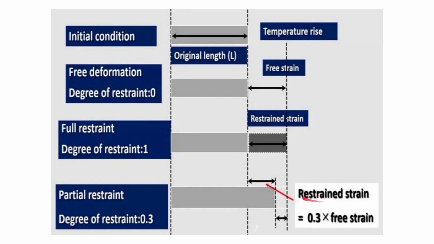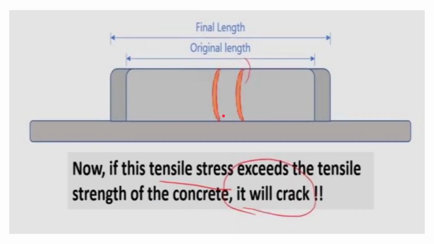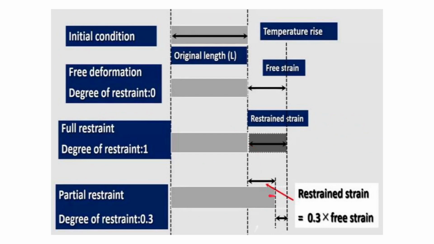As we saw in this example, if a little bit of strain is allowed, but this much is restrained, this is around 0.3. So we will find that the amount of restrained strain will be 0.3 times the free strain. That is basically the condition of partial restraint.